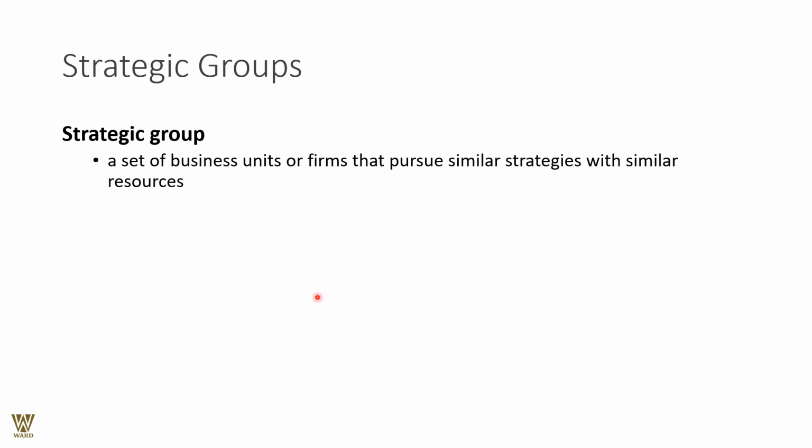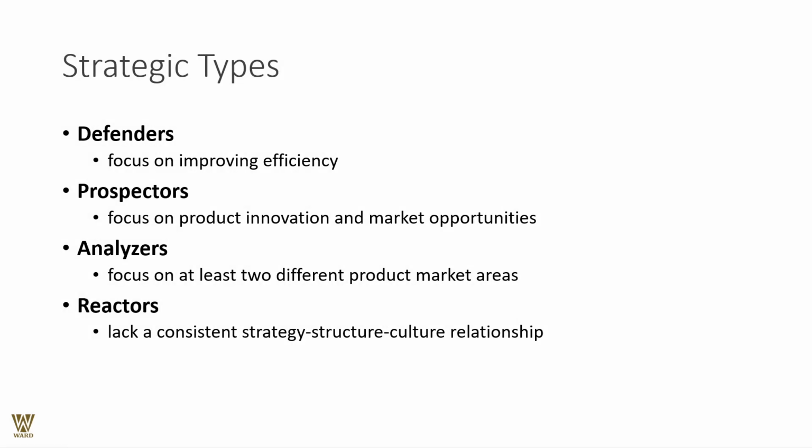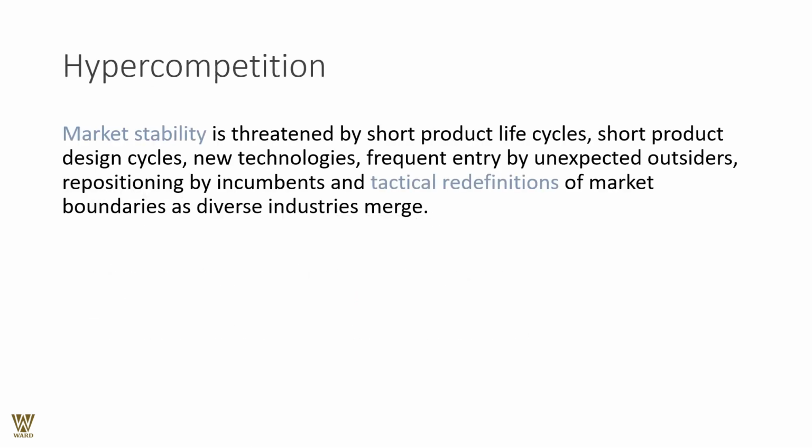Strategic interest groups are sets of firms pursuing particular strategies with similar resources. We will talk about the strategic types. Defenders focus on improving efficiency. Prospectors focus on product innovations and market opportunities. Analyzers focus on at least two product-market areas. Reactors lack consistency in strategy, structure, culture and relationships that comes into play with the passage of time. That is very important.